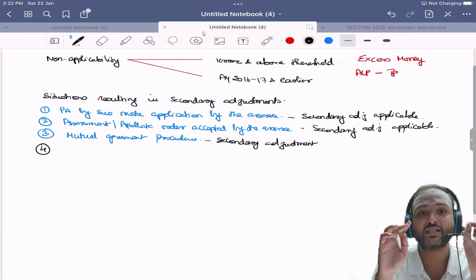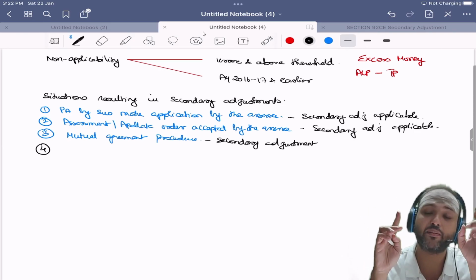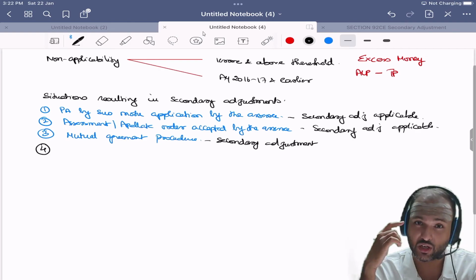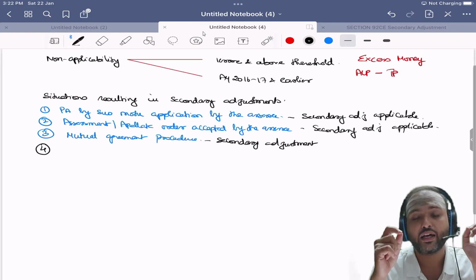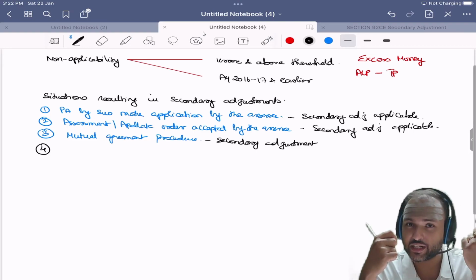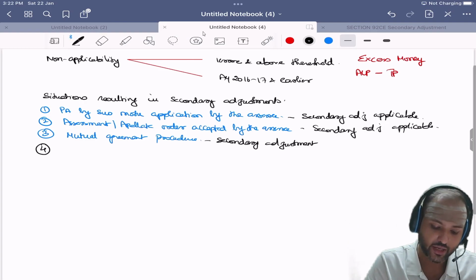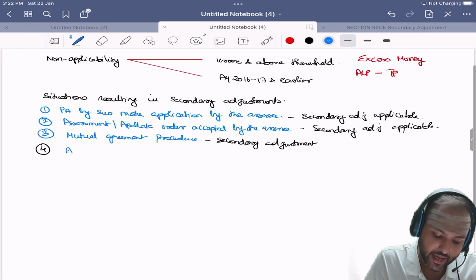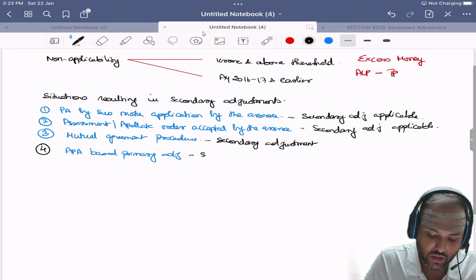Now, because of this modified return, if there is a primary adjustment arising where the APA is entered into after the due date of return of income, or if the APA is entered into before the return of income and still there is a primary adjustment arising on account of APA, it will translate into a secondary adjustment. So the next point is that APA based primary adjustment will get subjected to secondary adjustment.